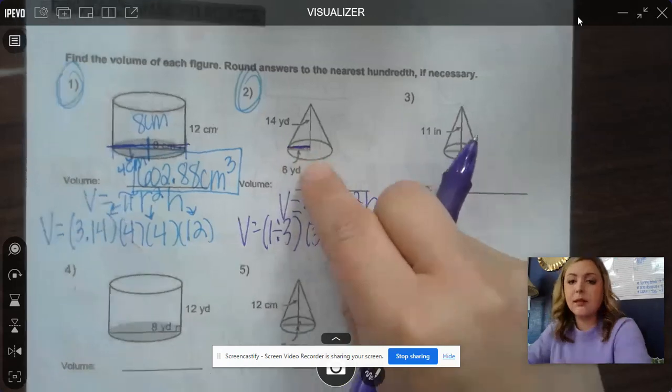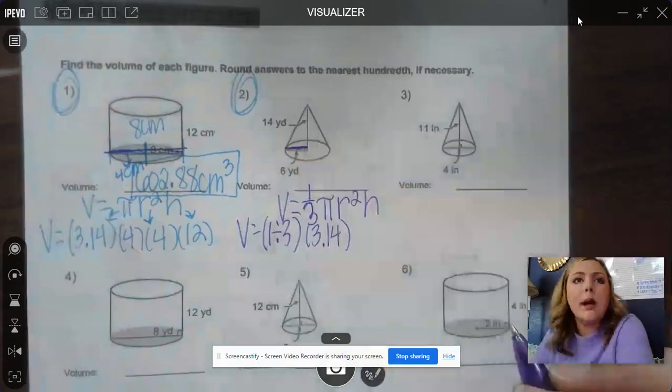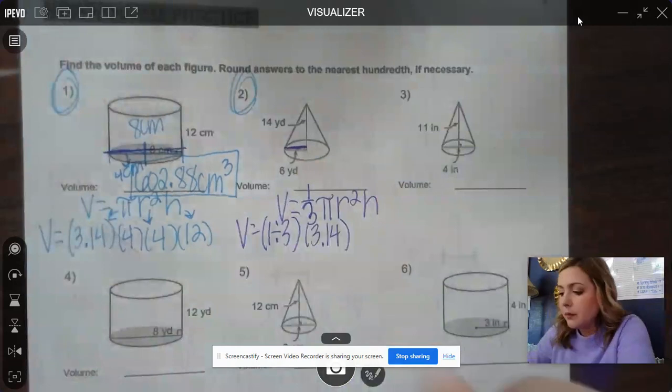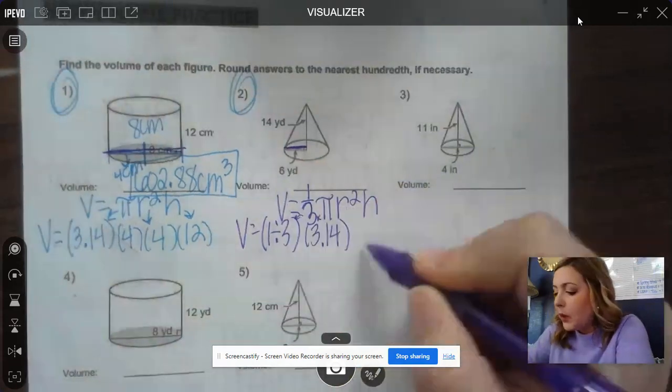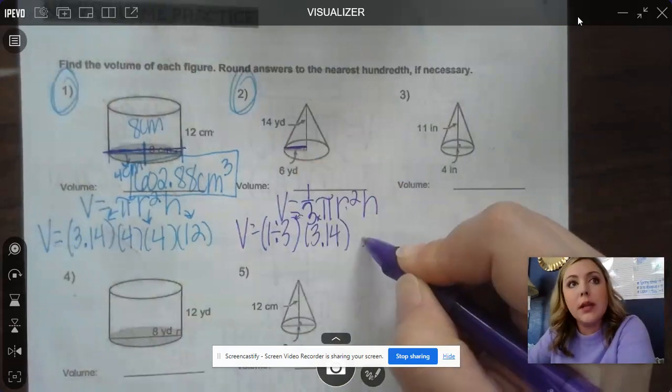This is radius. So how would I write out radius squared? What do I do? I've written 1/3. I've written pi. How can I represent radius squared in my calculator step?